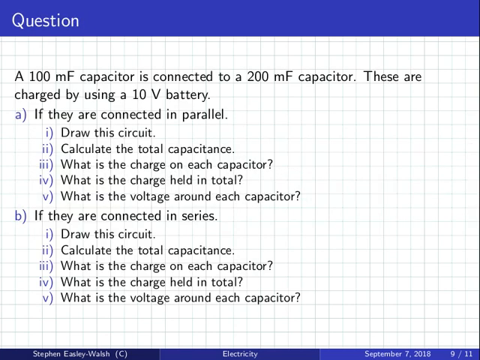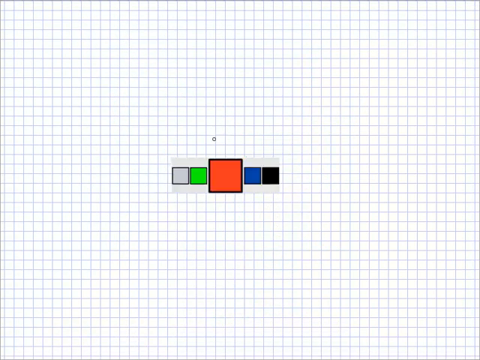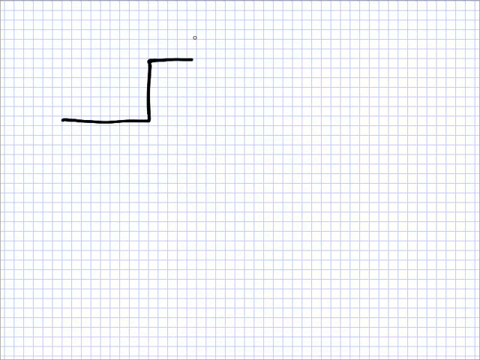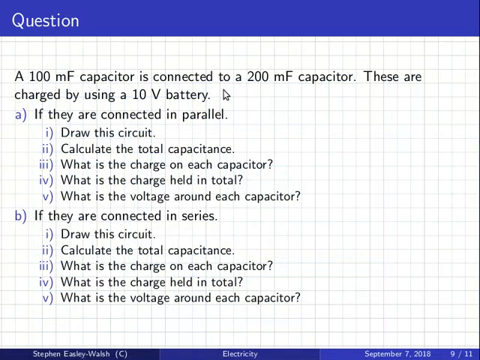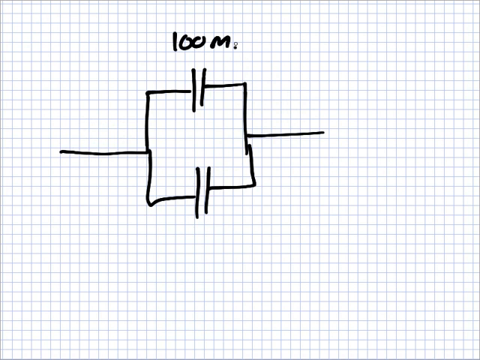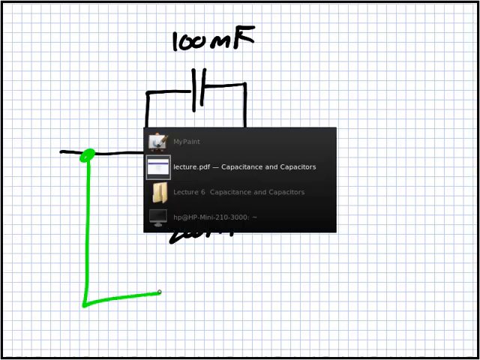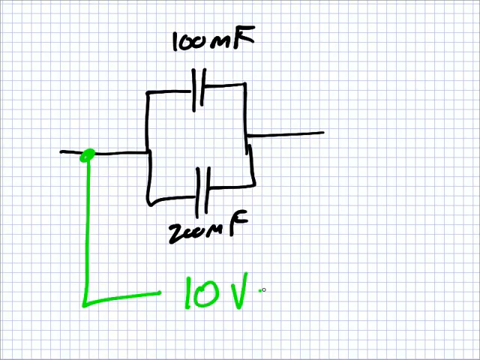We just have one question to do, but it's a big one, and we'll do it together. A 100 millifarad capacitor is connected to a 200 millifarad capacitor, and they're charged using a 10 volt battery, and they're connected in parallel. Okay, so let's draw it. Here we go. So there's the first one, and it's 100 millifarads, and 200 millifarads. And you're told that the voltage is 10 volts. They were charged up to 10 volts.